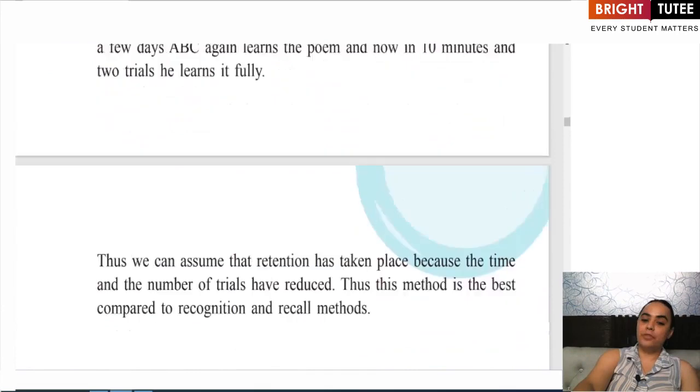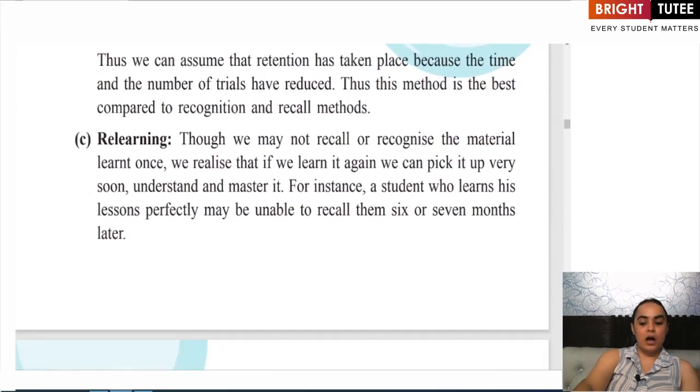And the last method to measure our retention is to relearn something. Now, we might not be able to recall something. The first time I sat for a paper, it failed. I was not able to recall anything at all. I was not even able to recognize anything. So what? I can always relearn that.